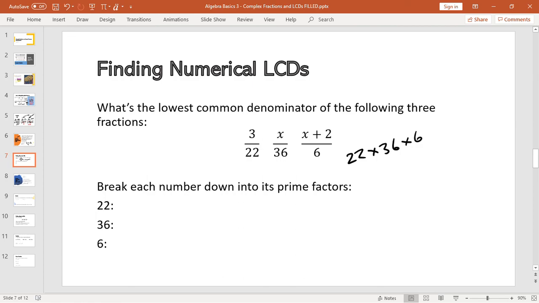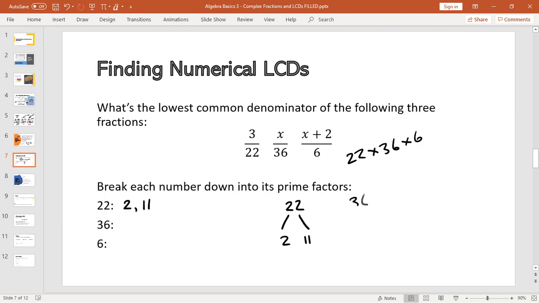So we're going to break each number down into its prime factors. And what I want you to do there is think about how you make things. Like, what's 22? How do you get 22? Well, there's only one way. You can multiply 2 by 11. 2 times 11 is 22. 2 doesn't break down, it's prime. 11 is prime, so that is the prime factorization of 22. 2 times 11.